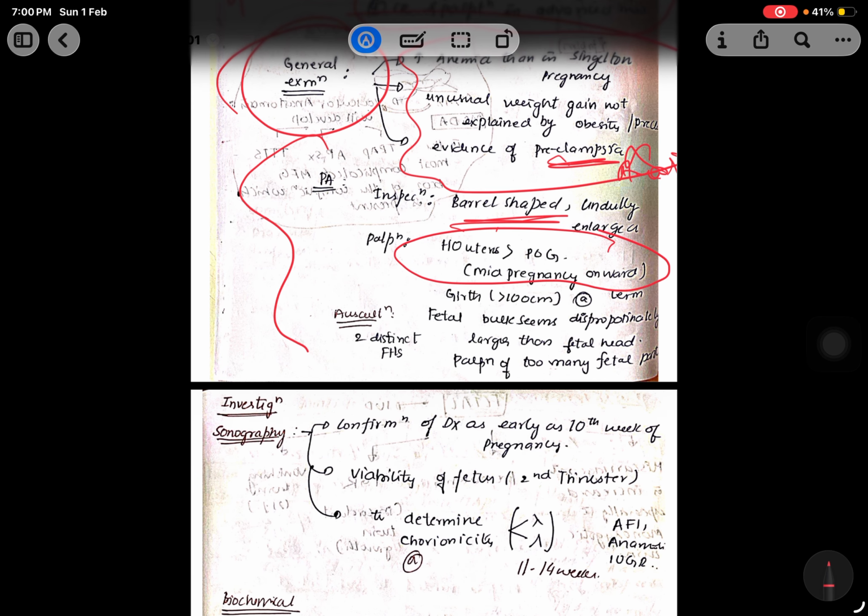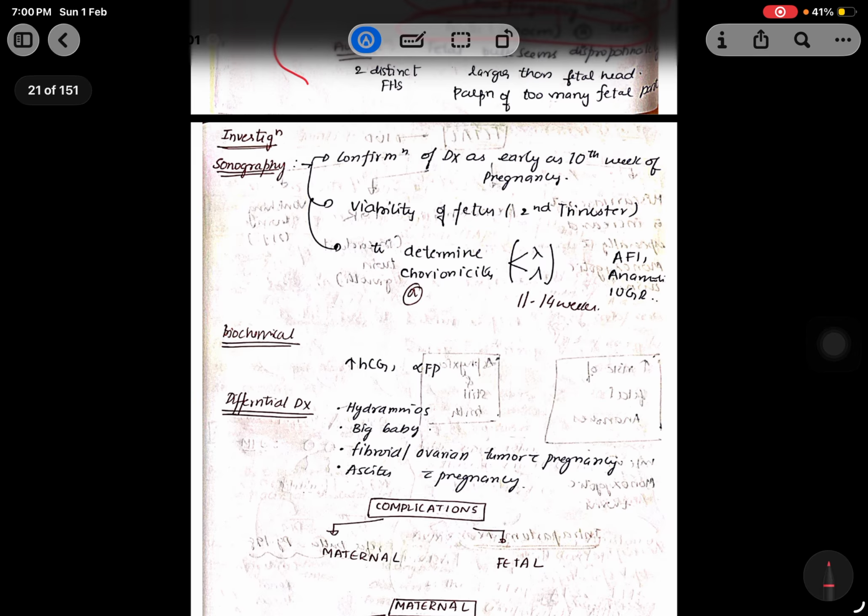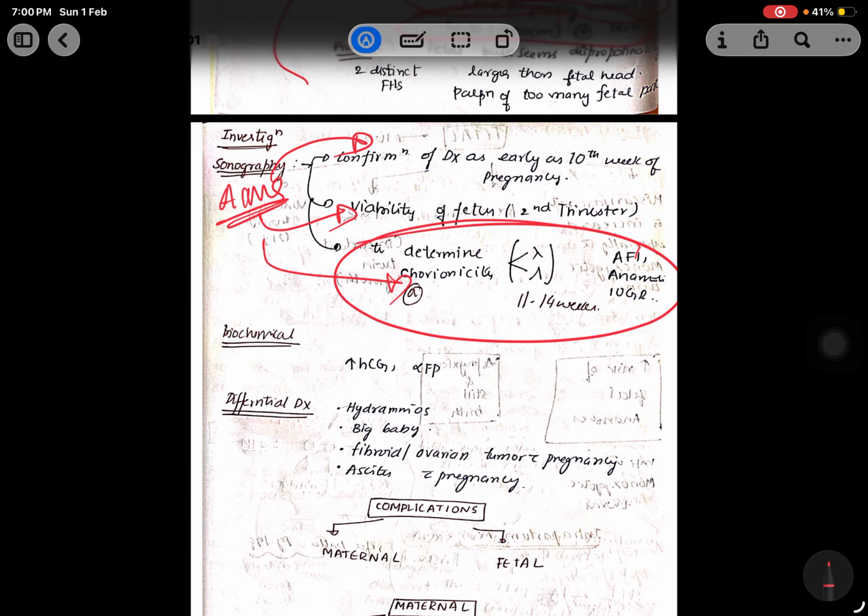This is the main important thing, make sure you mention this and come back. Okay, then again investigation: the aims of investigation are to confirm your diagnosis, to check the viability of the fetuses, and to determine chorionicity. Why do you think it is important?